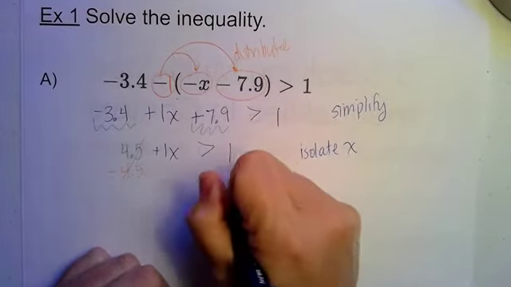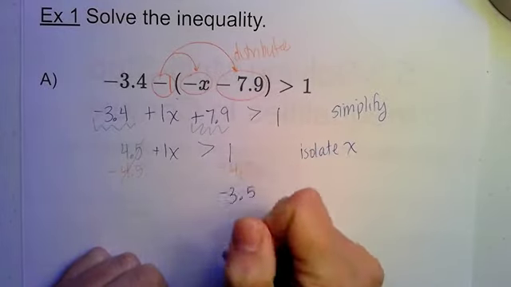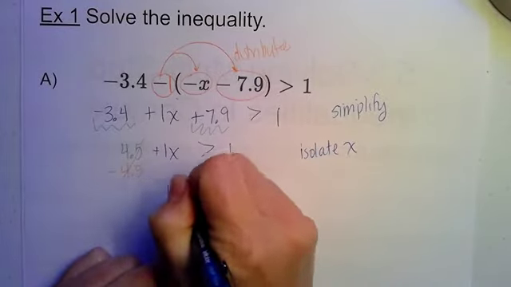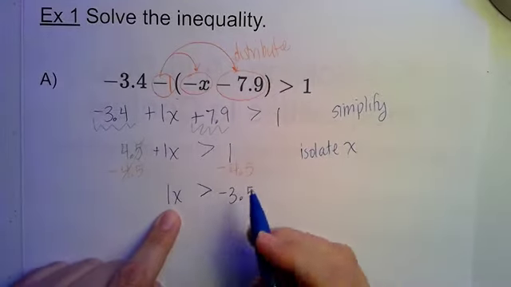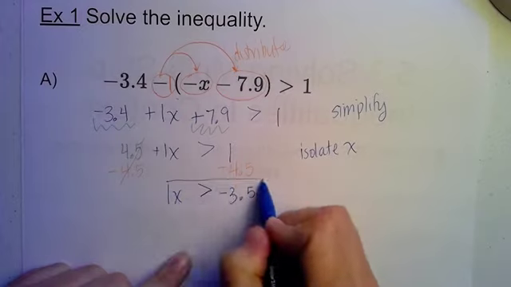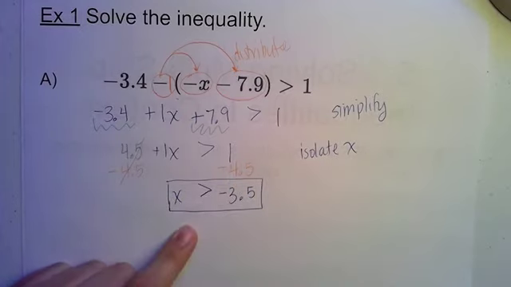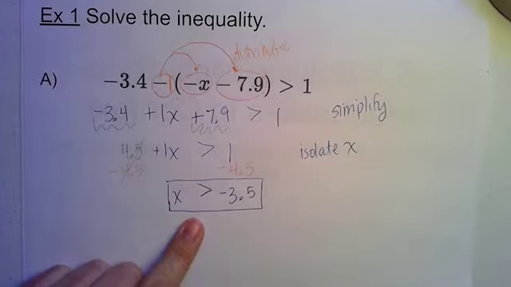So that is -3.5. And then, of course, this is a 1x. Do I have to divide by 1? Well, it's not going to change anything, but that is all I need there, 1x, all by itself. So x is greater than -3.5.